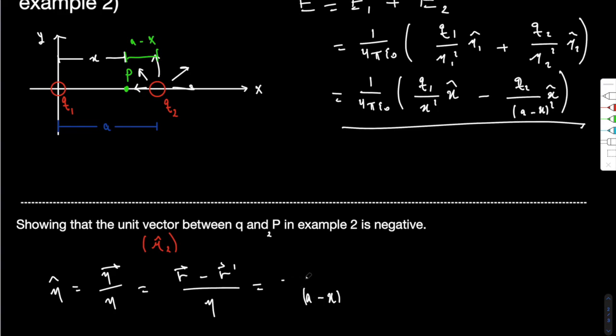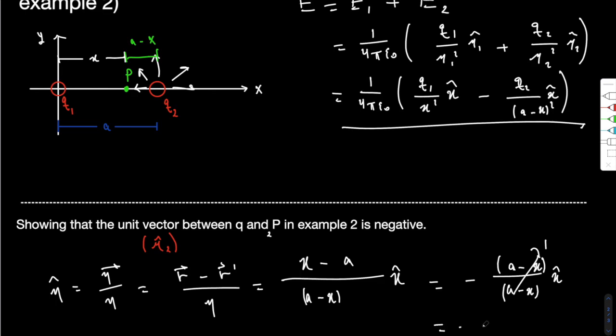And so the distance between this and the point, that's x, minus r prime, which is from that to the charge, which is a. And this is in the x hat, both, right? But we know that a is greater than x, so we can write this as negative a minus x over, again, a minus x in the x hat. And this is just 1, so you get minus x hat.